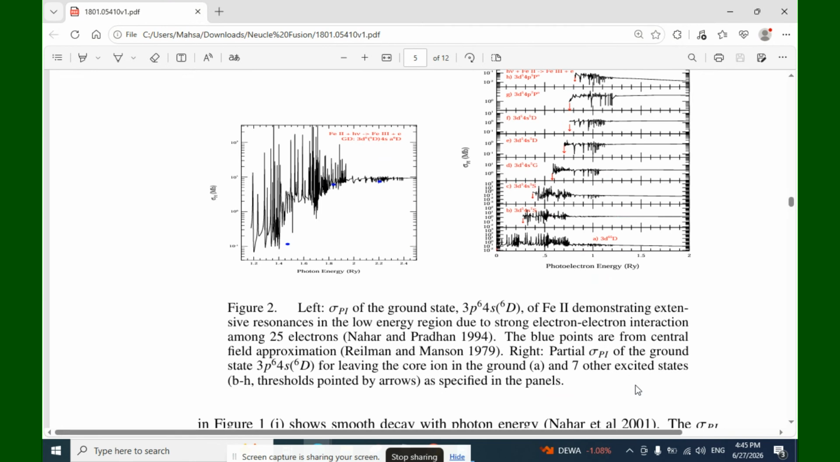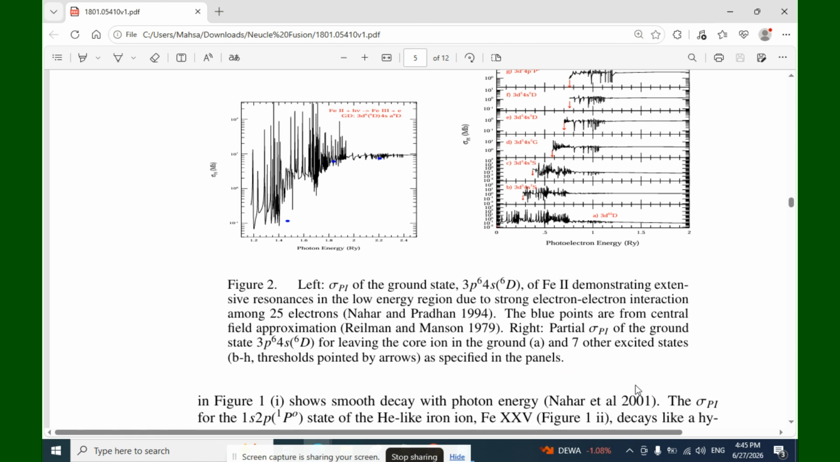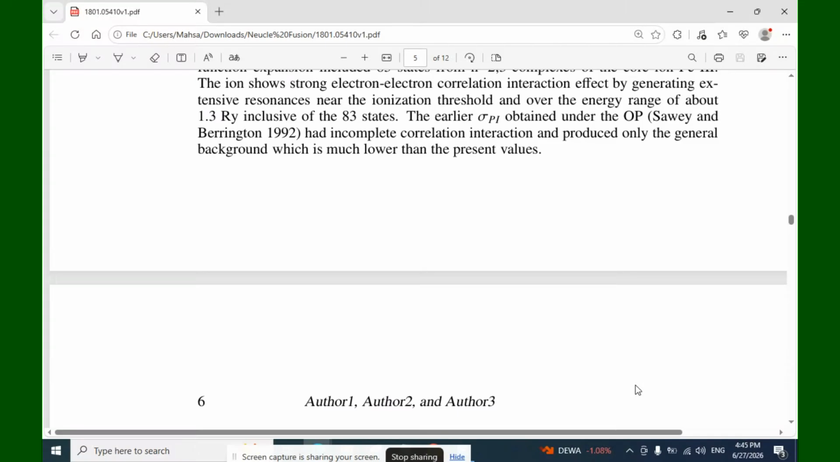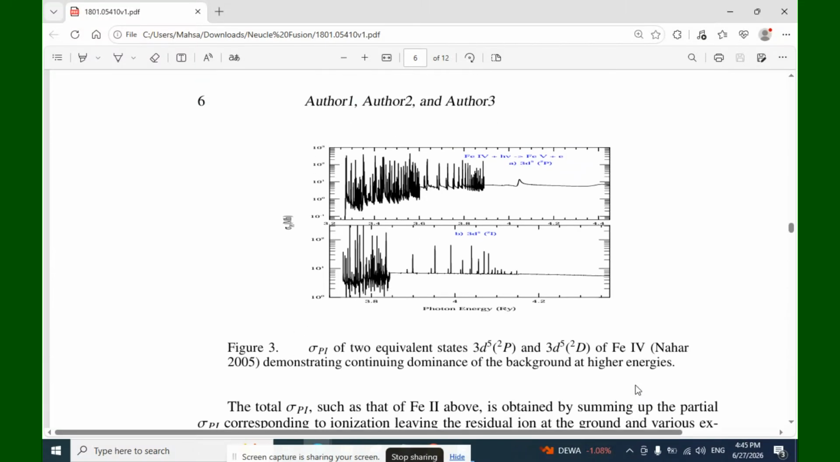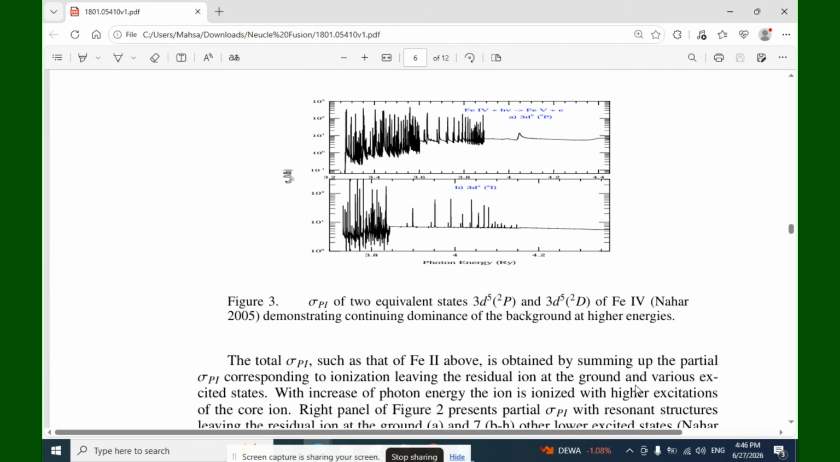The blue points are from the central field approximation, Reilman and Manson in 1979. On the right, we have a partial sigma PI of the ground state 3p^6 4s^6D leaving the core ion in the ground state and 7 other excited states, with thresholds pointed by arrows as specified in the panels. Figure 3 illustrates sigma PI of two equivalent states, Fe IV, Nahar 2005, demonstrating continuing dominance of the background at higher energies.